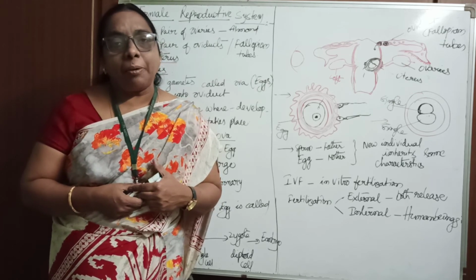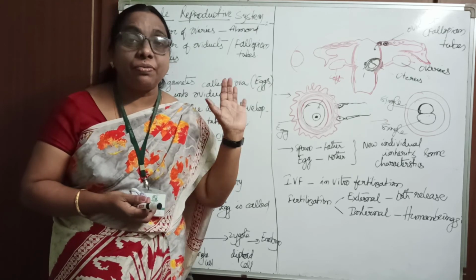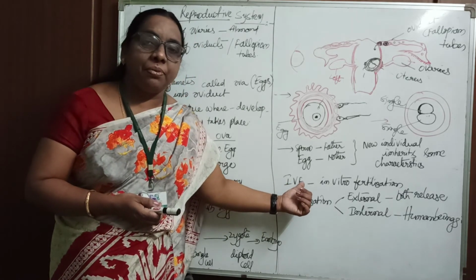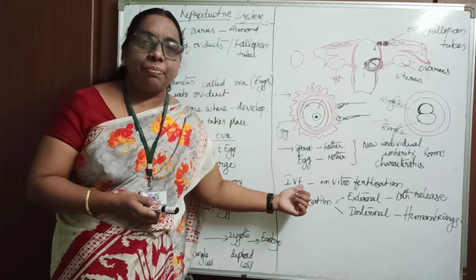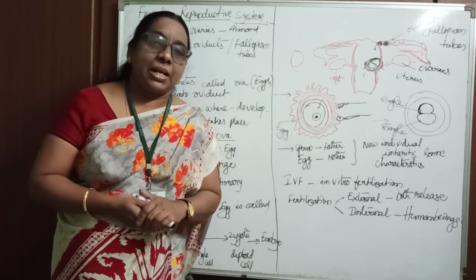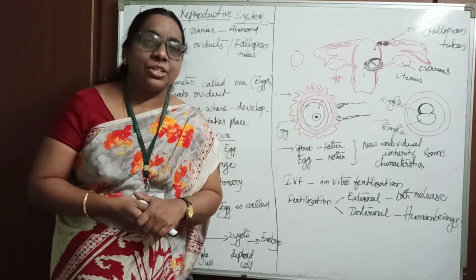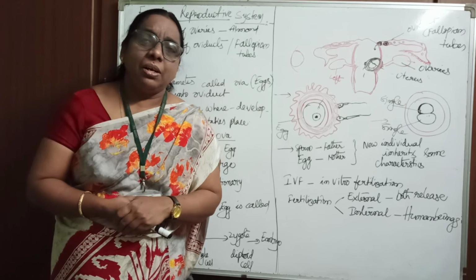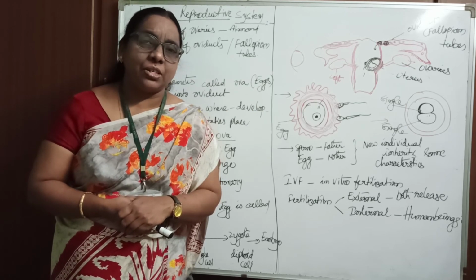So what happens at that time? They have to go for an artificial process. That artificial process is called IVF. What is the full form of IVF? In vitro fertilization. In such cases the sperm cannot reach the ovum in the female reproductive system.